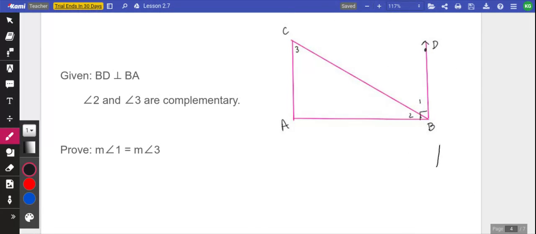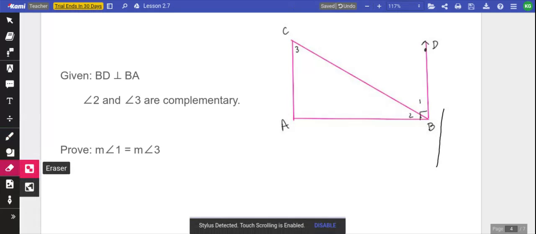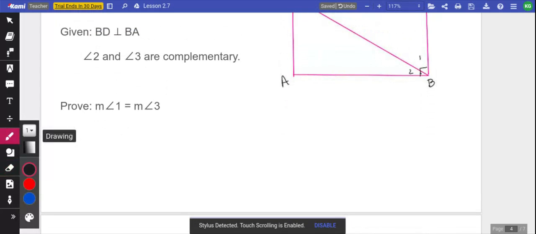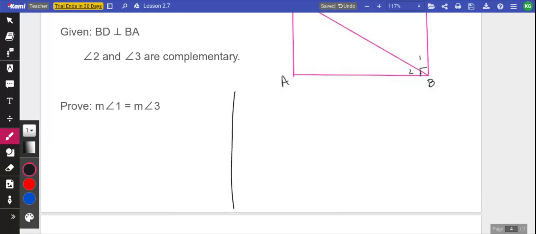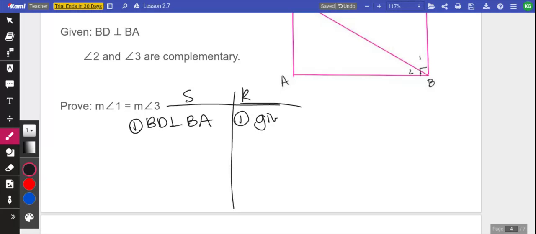Okay. Next, we have to write this T-chart proof for the situation. So we have two givens here. We are given that BD is perpendicular to BA. And angle 2 and angle 3 are complementary.